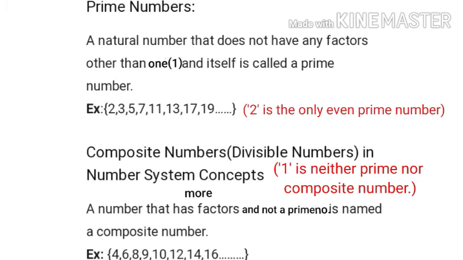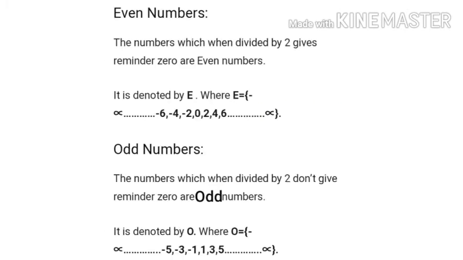These can have more than one factor. That is called the composite numbers. Now next is even numbers. Even numbers means numbers which can be divisible by 2, which when divided by 2 give remainder 0. It is denoted by E, where E equals minus infinity, minus 6, minus 4, minus 2, 0, 2, 4, 6 up to infinity, which can be divisible by 2.